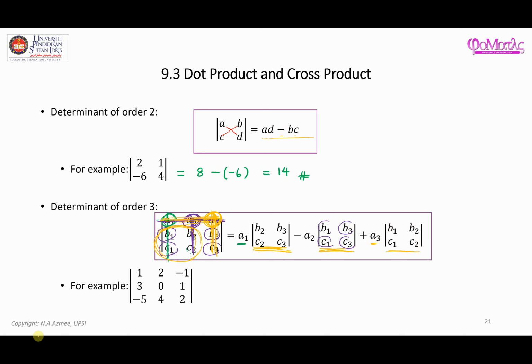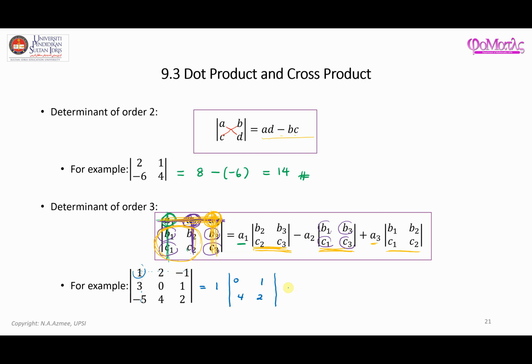Now let us consider a very simple example where you want to find the determinant of this 3 by 3 matrix. We can start off by thinking of 1. You take 1, and then you cross out the line with respect to 1. You are left with 0, 1 and 4, 2.